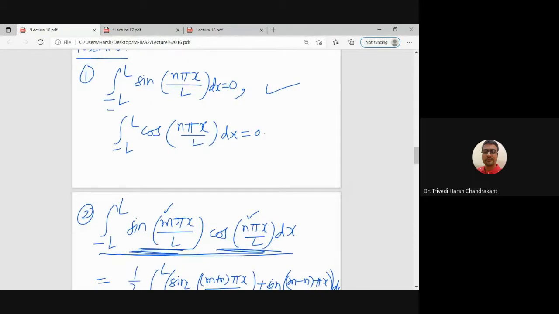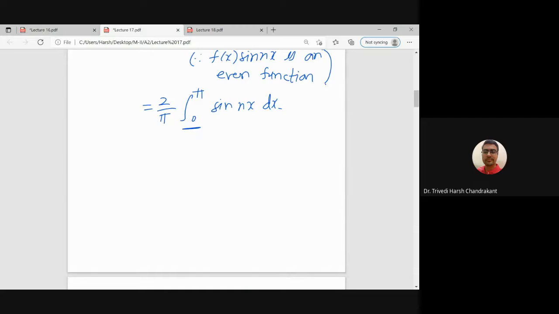If the interval is symmetric, from minus L to L, we can use this formula, but here we can't use that formula. So that means we need to evaluate this integral by integrating it. The integral of sin nx will be minus cosine nx divided by n. The limit is from x equals 0 to pi, and then we know that this is 2 times 2 divided by pi.